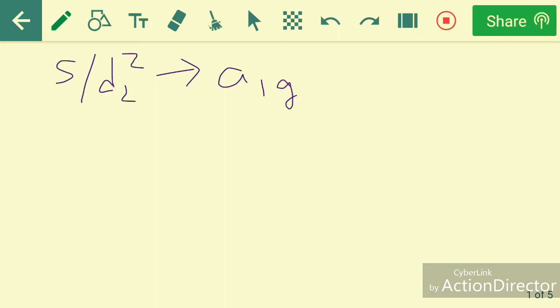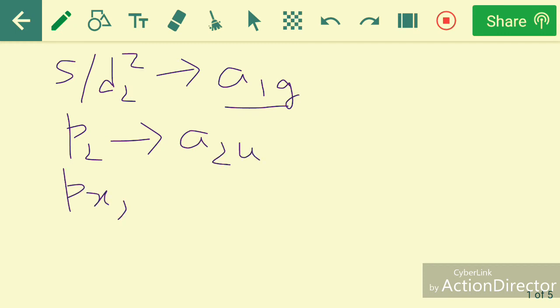In a square planar complex, the s, p and d orbitals are categorized as follows. The s and dz square orbitals are categorized as a1g. The irreducible symbol is a1g for s and dz square. For the pz orbital, it is a2u. Px and py have similar energy and fall under the irreducible representation Eu.